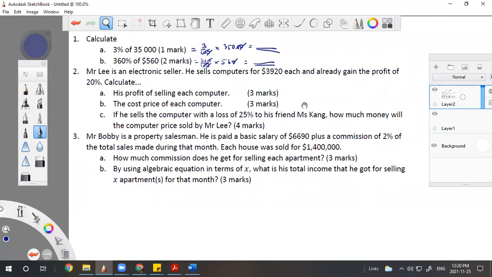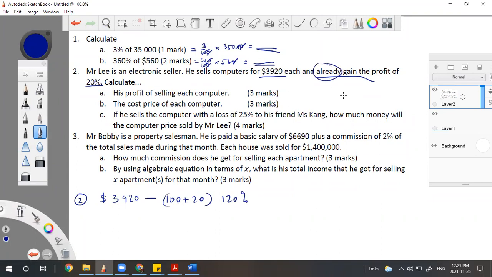Number 2, Mr. Lee is an electronic seller. He sells a computer at 3,920 each and already gained a profit of 20%. See, so for number 2, the value of 3,920 is already 100%. Sorry, wrong. Plus 20%, so it is already 120%. That's the rule. Already gained. That's the keyword for this question.